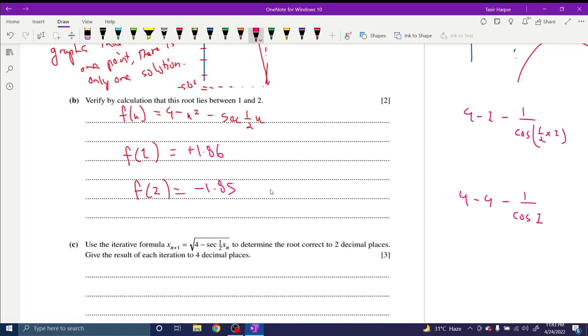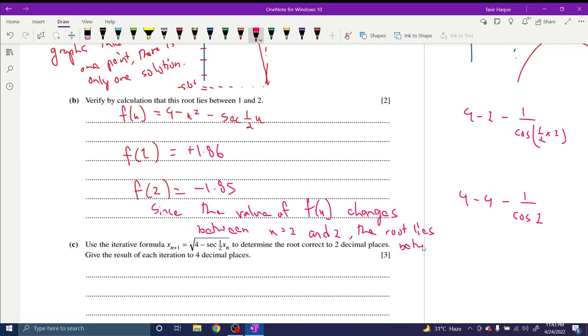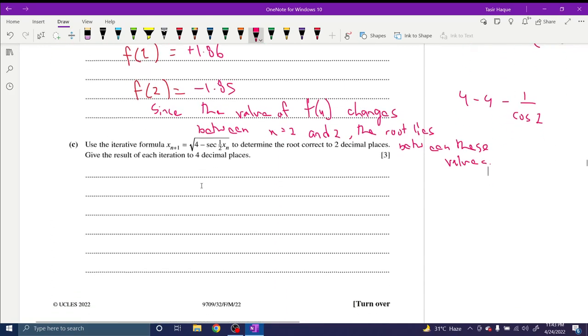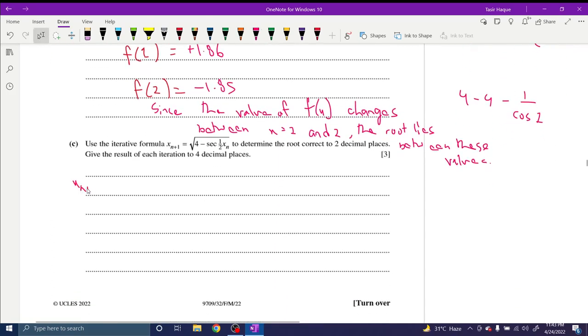So what is our argument actually? You could use degrees as well, it's fine. Since the value of f(x) changes between x equals 1 and 2, the root lies between these values. Okay, use this iterative formula: x n plus 1 is equal to root over 4 minus sec half x n.